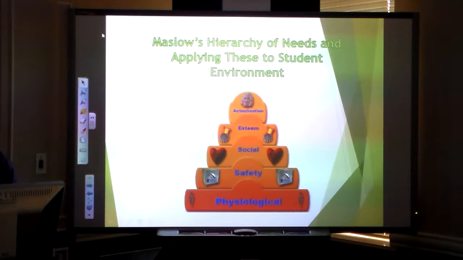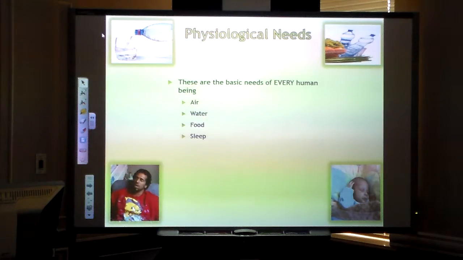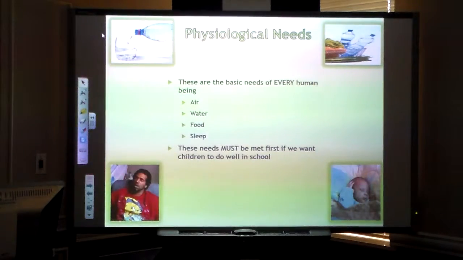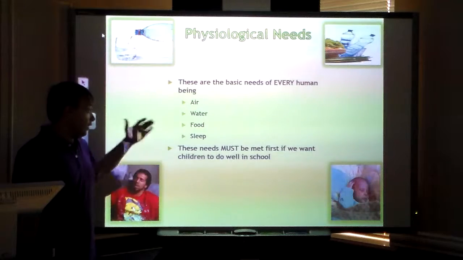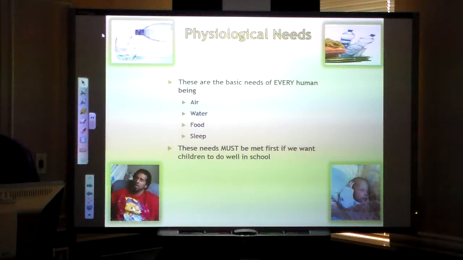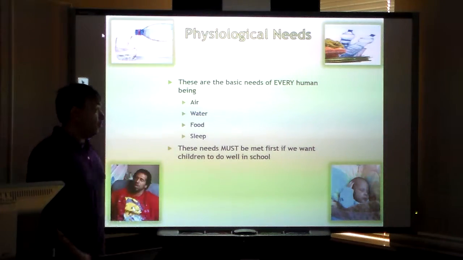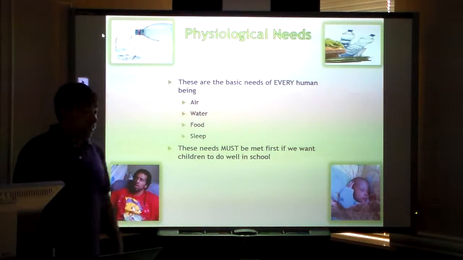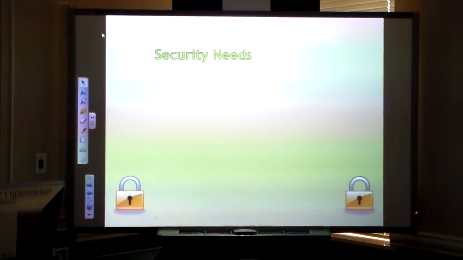So once again, we have Maslow's hierarchy of needs. Let's go over them now a little bit more in depth. I introduced this in Chapter 2. We're going to visit this now in Chapter 4. So the physiological needs. These are the basic needs of every human being. Every human being needs air, water, food, and sleep. And if we want children to do well in school, we have to provide air, water, food, and sleep for them. Obviously, we don't provide sleep for them, but if the kids are getting sleep at home, then it gives them an opportunity. And if a kid doesn't feel good, we let them lay down so that they are able to get sleep.